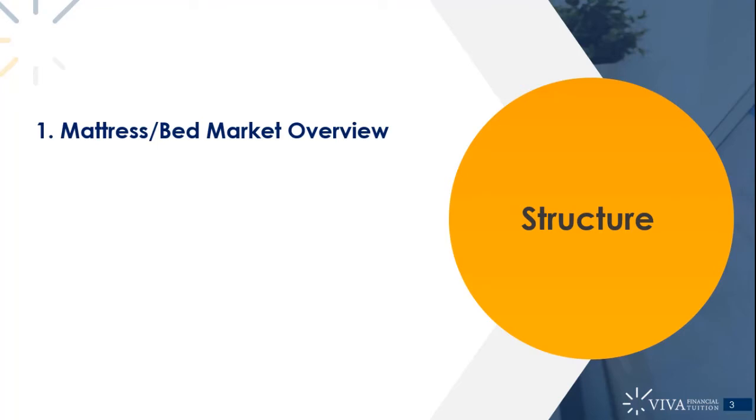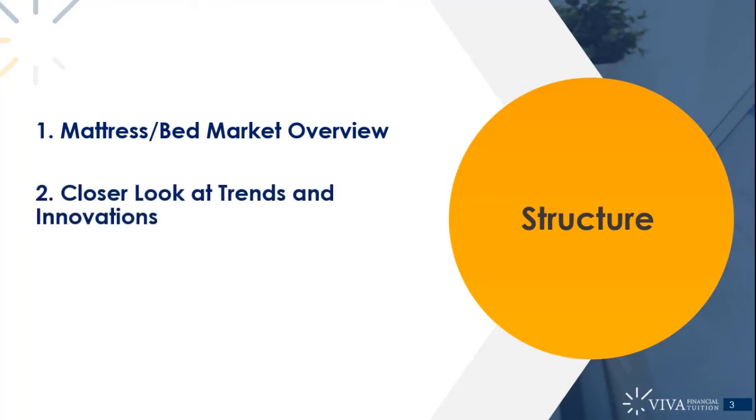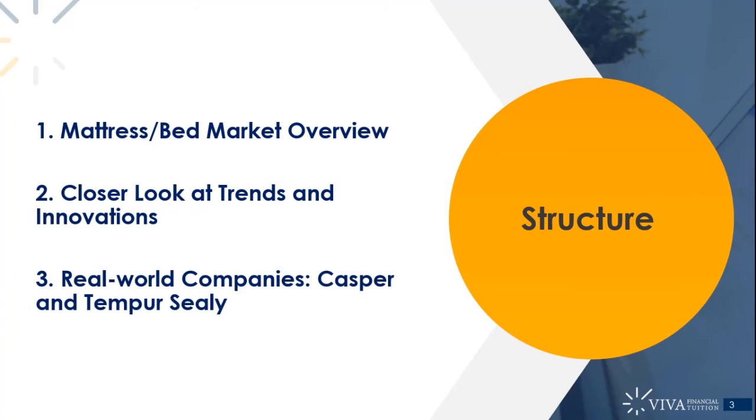From there, we're going to home in on some of the main trends and innovations in the industry, a closer look at those developments. And then in the final section, section 3, we're going to look at some real world companies, two in particular, Casper and Tempur Sealy. Interesting to compare and contrast those companies. And then you can use that to generate some insights into the pre-seen company that we're dealing with.